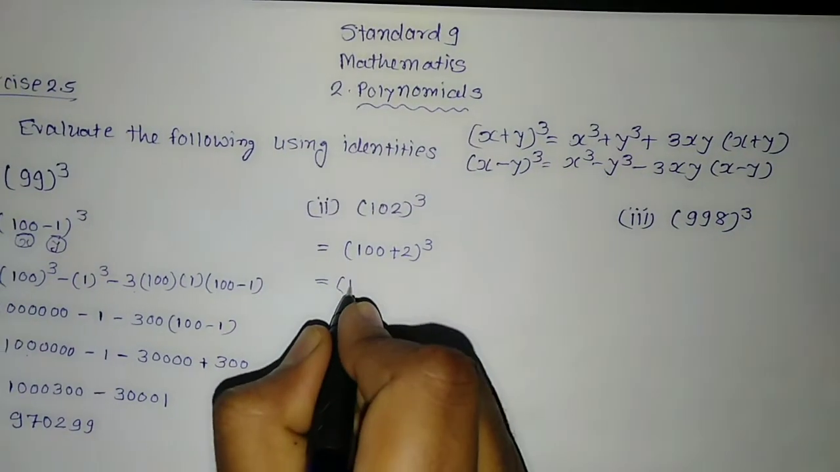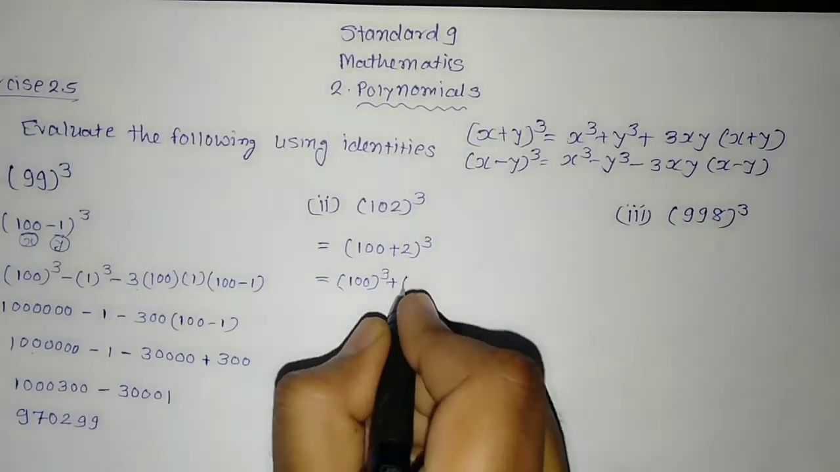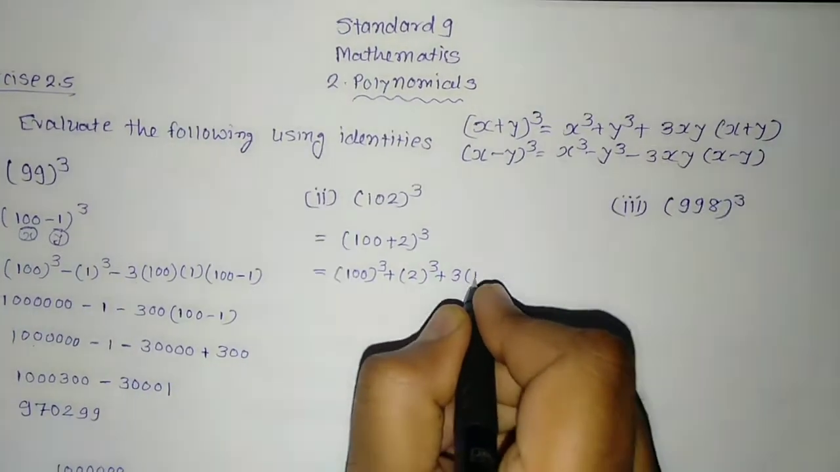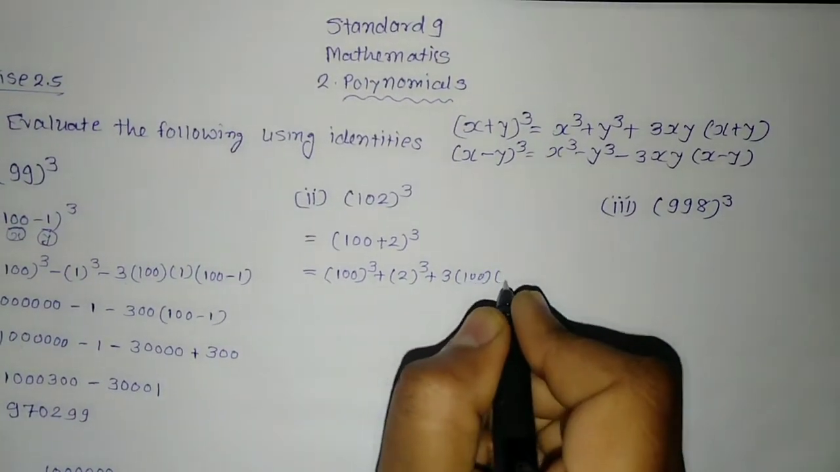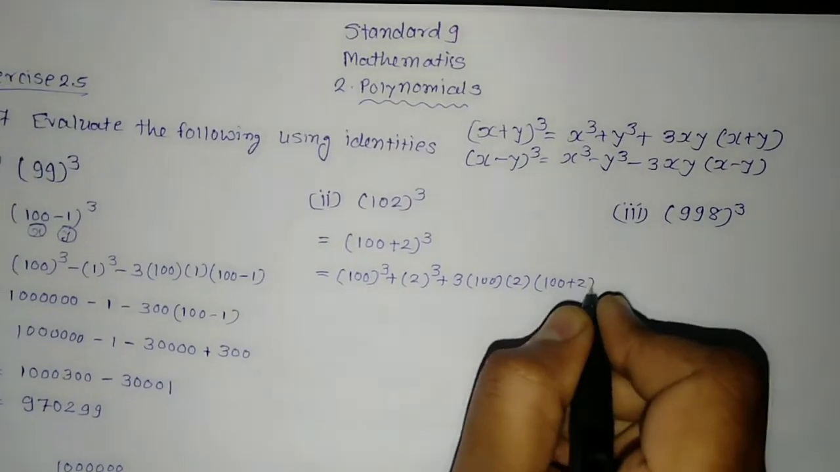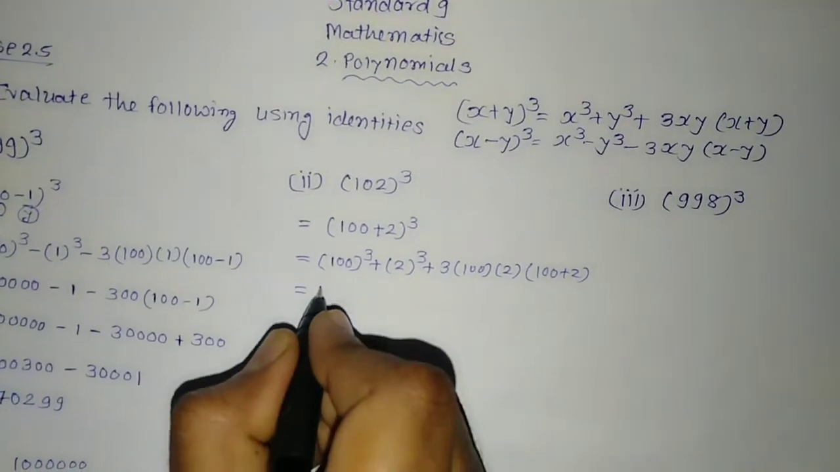So I'll write it: this first term whole cube, plus second term whole cube, plus 3 into first term, that is 100, into second term, into bracket 100 plus 2. Let us do it. 100 cube, we have already done the 100 cube. You know what to do.